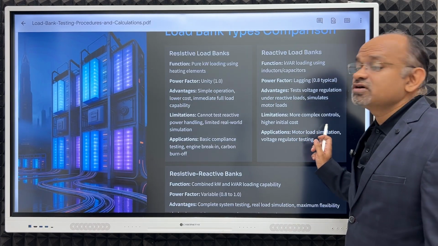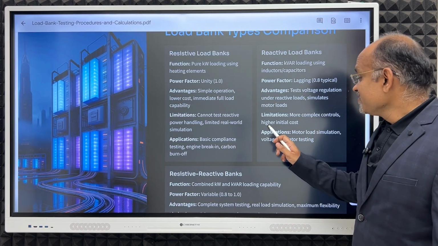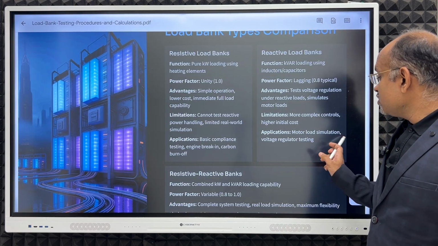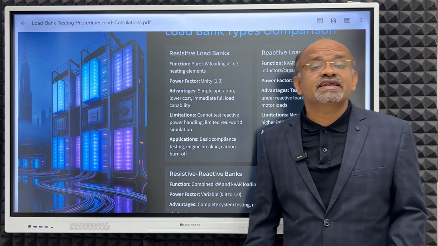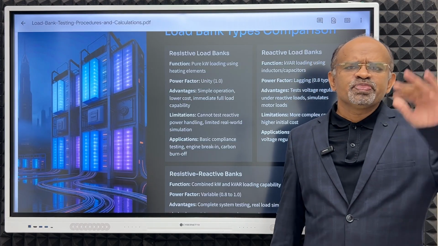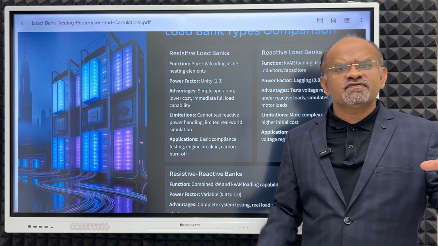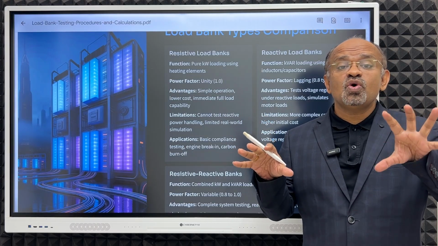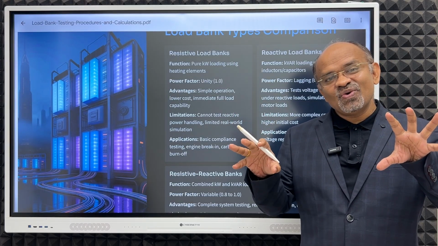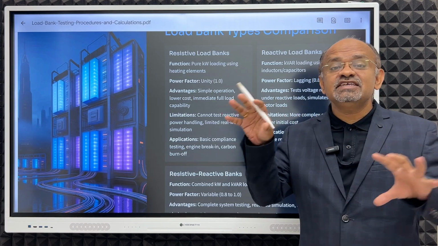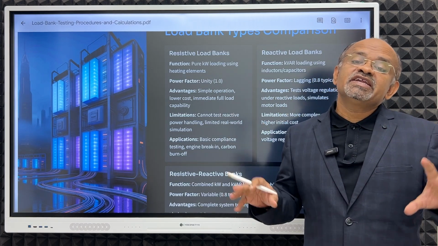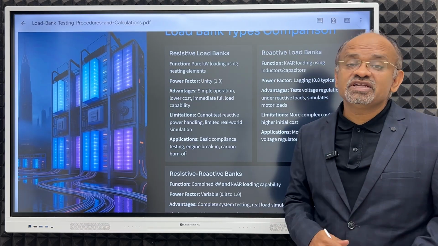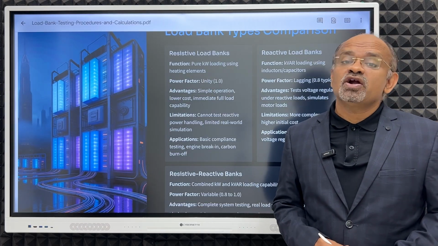Limitations: more complex controls, very complex, and higher initial costs. And what are the applications? Motor load simulation and voltage regulation tests. During inductive loads, voltage fluctuation happens because, as we have seen with capacitive and inductive loads, energy transfers each half cycle between capacitor and inductor. So during that, voltage regulation testing is very much important.